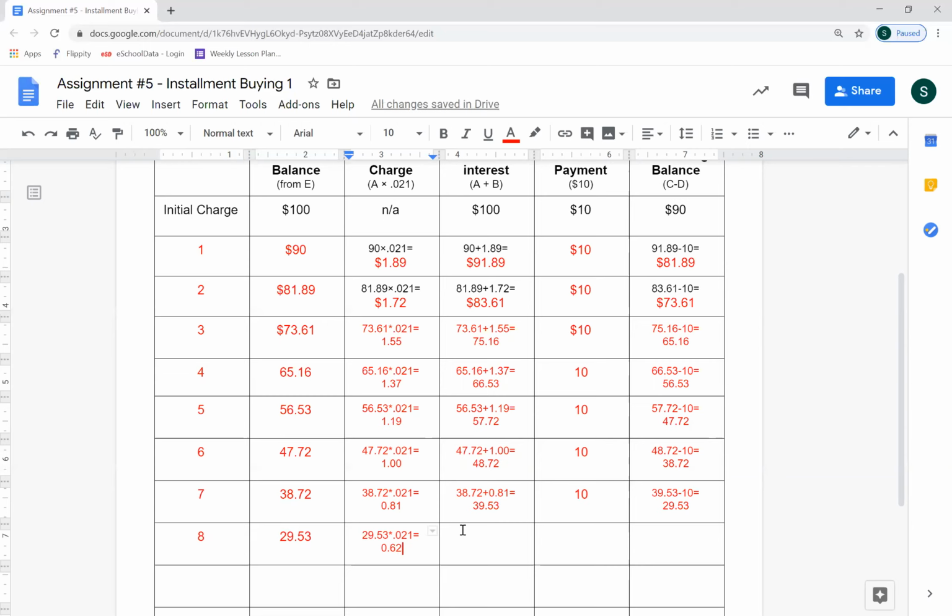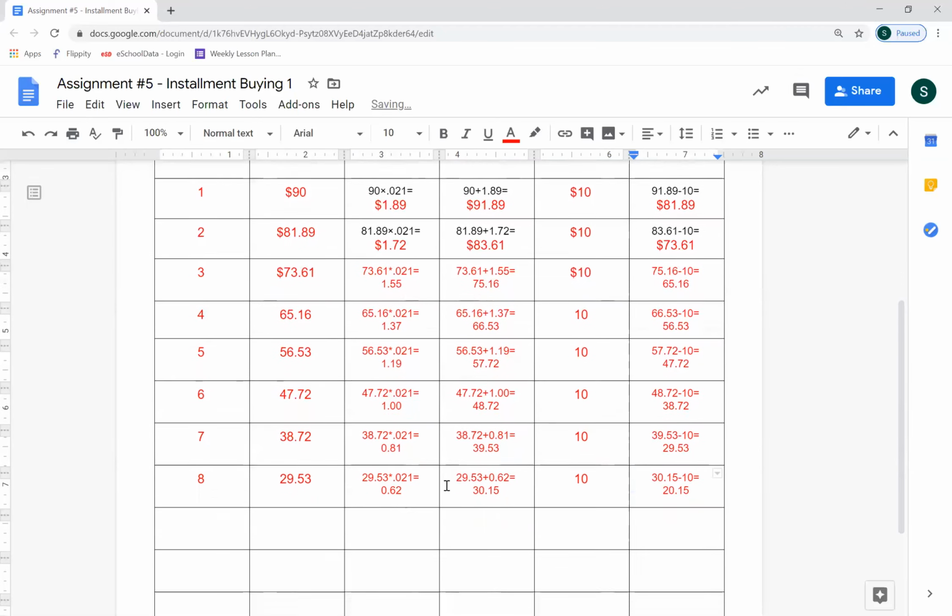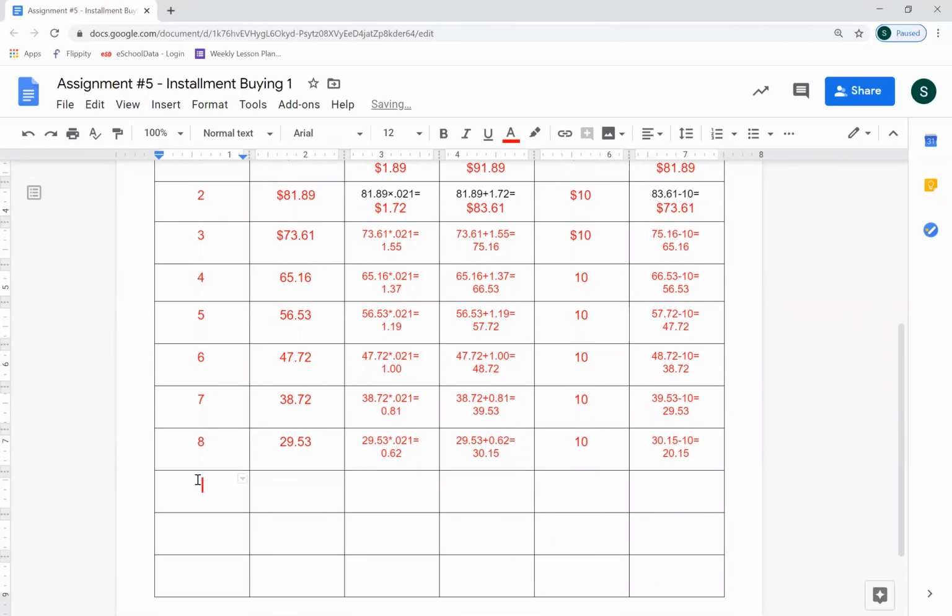So add these two numbers together, my remaining balance plus the interest, and I get $30.15. So I subtract my minimum payment, and I owe $20.15. So now we're into month 9 of trying to pay off our $100 sneakers. My remaining balance is $20.15.